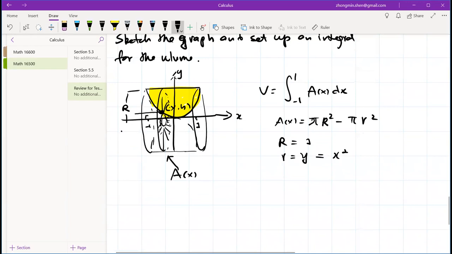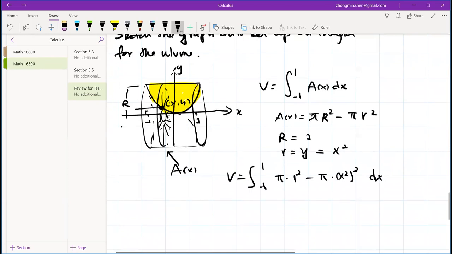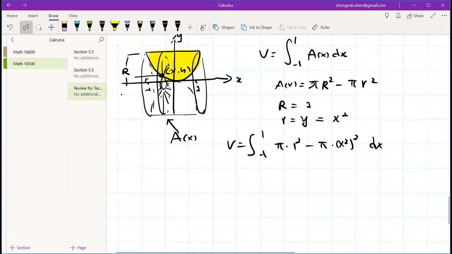Right? Done. So here's the formula: the integral of pi times 1 squared minus X squared squared, dx. So that is the problem. Okay. So this is a formula, this is the integral for the volume. Now I'm going to use the cylindrical shells to solve the problem.